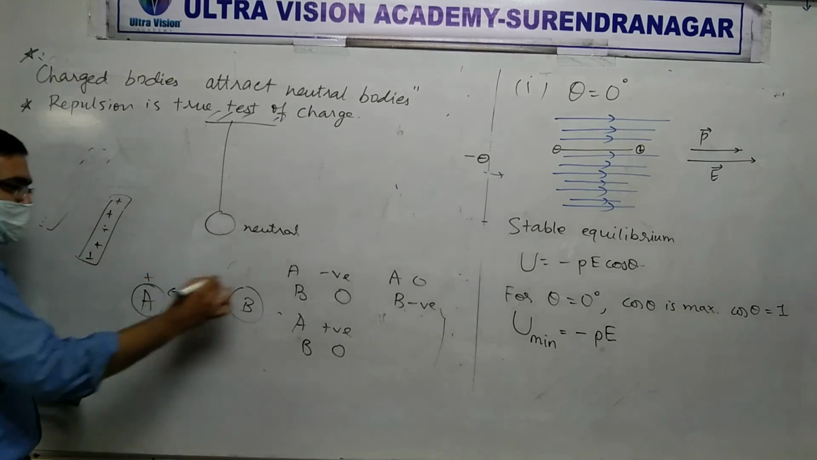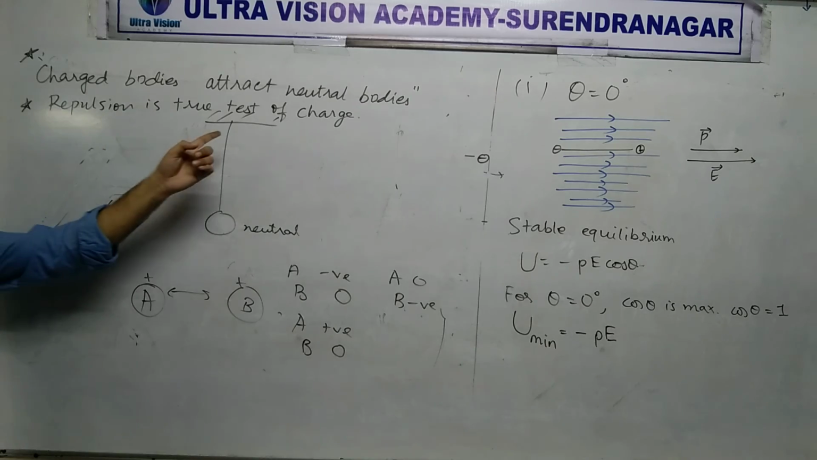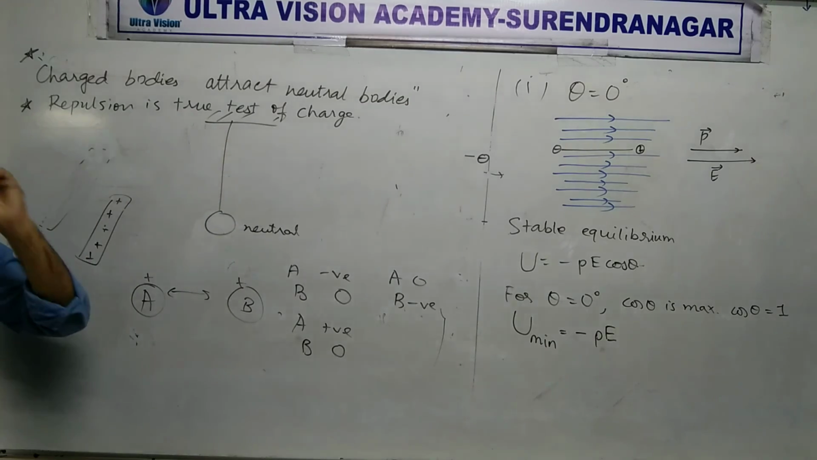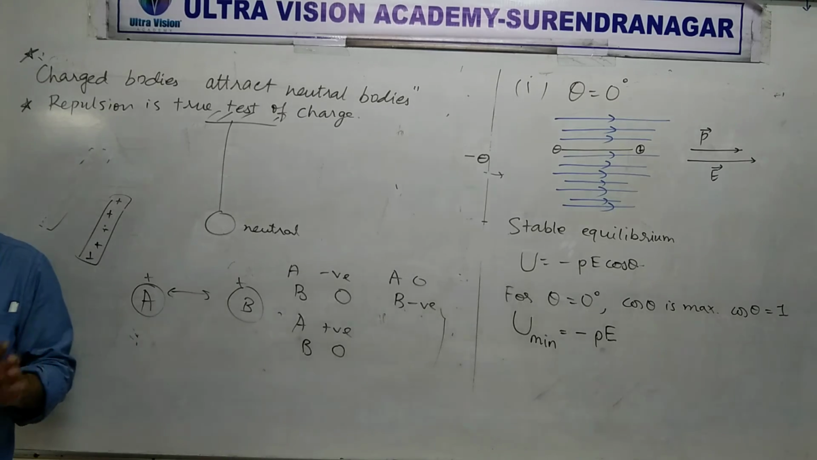Only when they have like charges, only in that case can they get repelled. Then if you want to verify whether the body has a charge or not, leave attraction aside, check for repulsion. If there is repulsion, it has charge, otherwise you can't say. If there is no repulsion possible in any way, that means it will not have a charge. Clear?